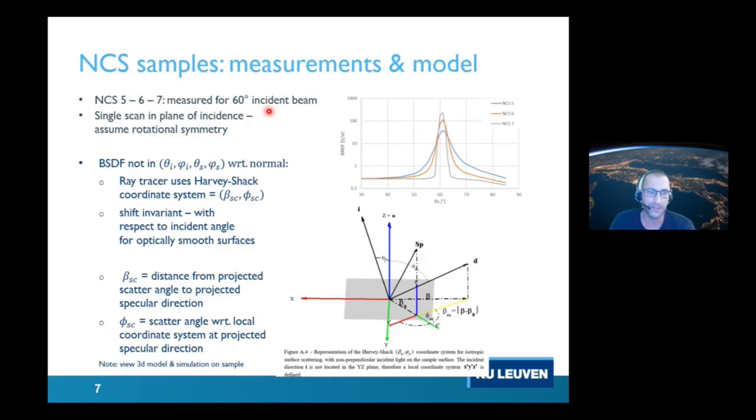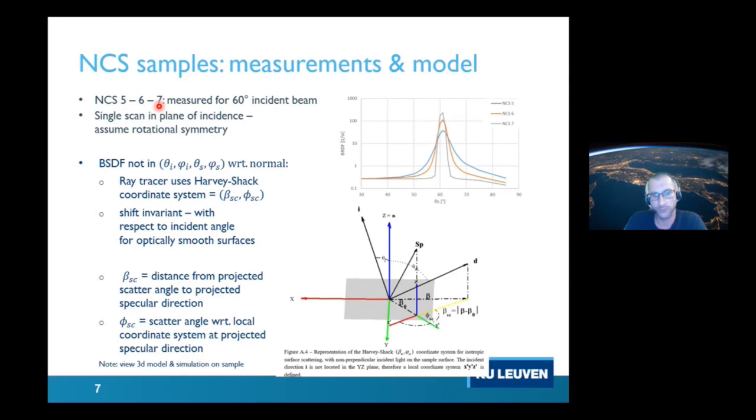Frederick already said it, these NCS samples are defined as having a certain gloss unit. So we measured the NCS samples 5, 6, and 7. Those were white NCS samples, and we measured them at an incident angle of 60 degrees. So what we did was a single scan in the plane of incidence, and then to model the BRDF, to put it into our simulations, we assume that there is a rotational symmetry around the specular direction.